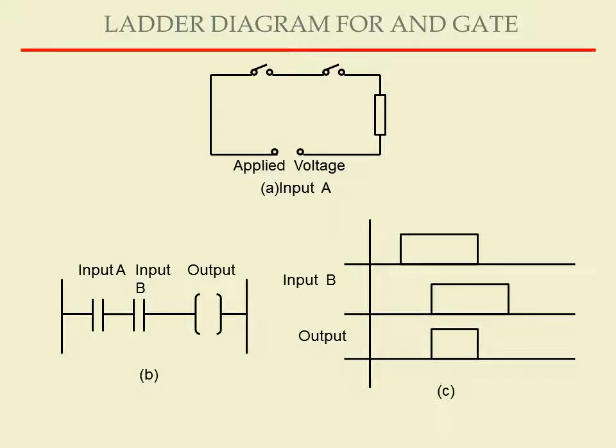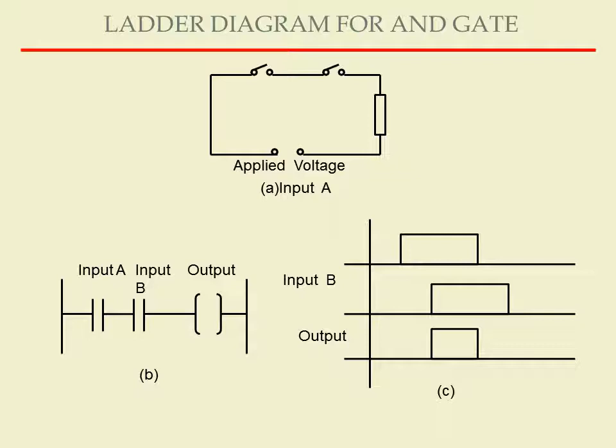Okay, then it is called an AND gate. So it is the logic for the AND gate. As we know, for 0 0 the output is 0, for 0 1 the output is 0, for 1 0 the output is 0, and for 1 1 the output is 1. Okay, so that can be seen in diagram C.